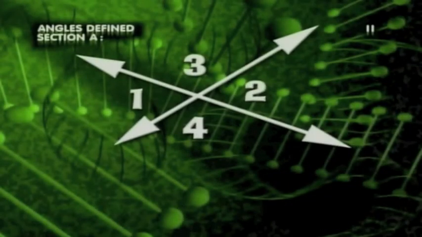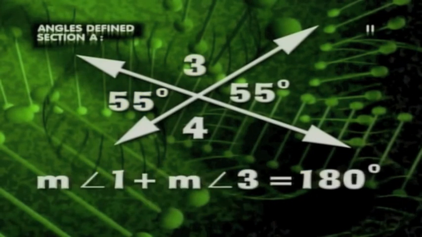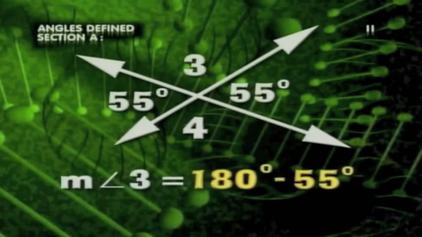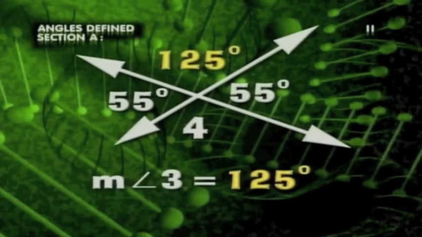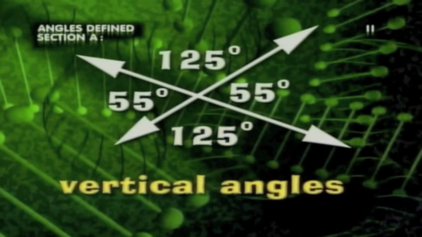For example, if we're given the measure of one of these angles, we could figure out the other three. Watch this. If angle 1 is 55 degrees, then angle 2 is also 55 degrees, because they're vertical angles. See that angles 1 and 3 are supplementary angles? Together, their measures will add up to 180 degrees. We know the measure of angle 1 is 55 degrees, so angle 3 measures 180 degrees minus 55 degrees, or 125 degrees. Angle 4 also measures 125 degrees because angles 3 and 4 are vertical angles. So we've got all four.